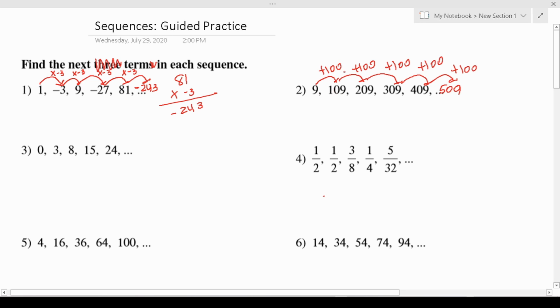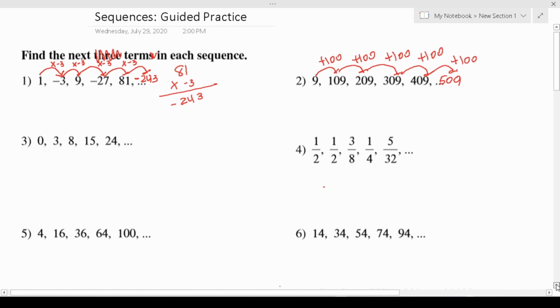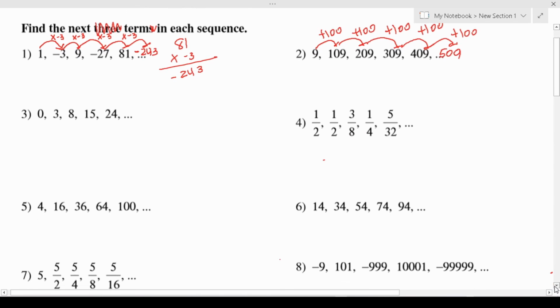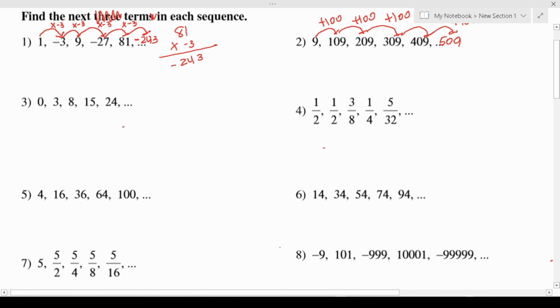Given that we added a constant of 100 to go from one term to the next term in this sequence, this is an arithmetic sequence. And given that we multiply by a constant of -3 to go from one term to the next term in the previous sequence, we know, especially if we watch that video I uploaded yesterday, that this is a geometric sequence. Okay. All right, so let's go ahead and move on to number 3.